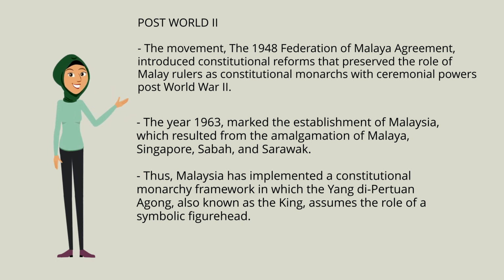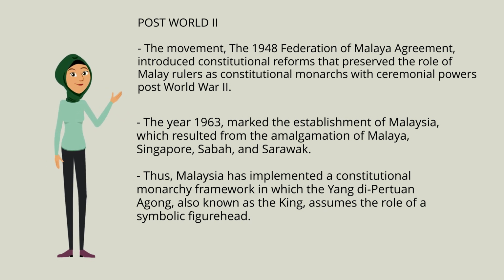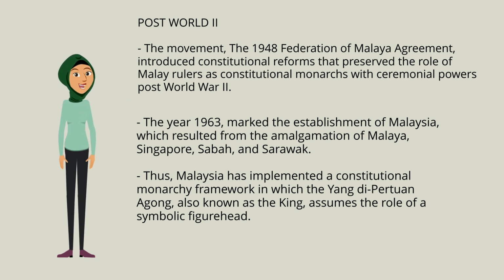Post-World War II, the 1948 Federation of Malaya Agreement introduced constitutional reforms that preserved the role of Malay rulers as constitutional monarchs with ceremonial powers. The year 1963 marked the establishment of Malaysia, which resulted from the amalgamation of Malaya, Singapore, Sabah and Sarawak. Thus, Malaysia has implemented a constitutional monarchy framework in which the Yang di-Pertuan Agong, also known as the King, assumes the role of a symbolic figurehead.